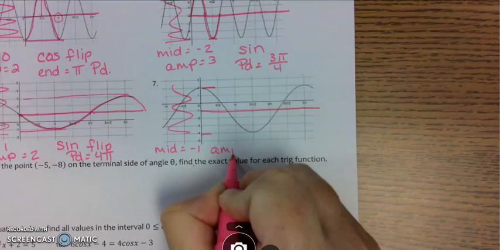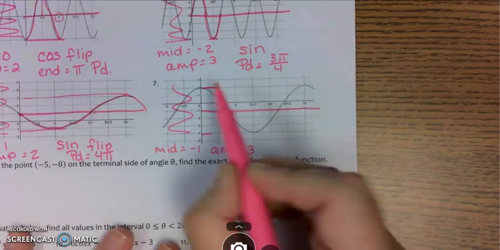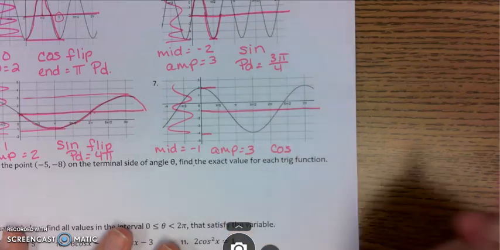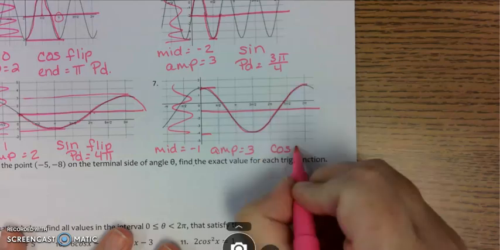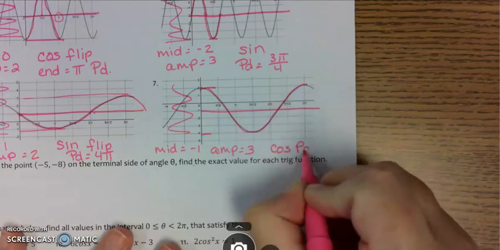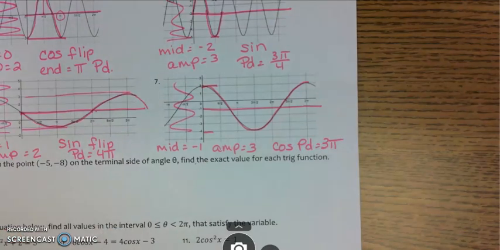Okay, so we're starting high. So we know this is cosine and it's not flipped. So remember, we're looking for that nice pretty U. So you start high, end high, and period is 3 pi. Okay. So we'll just draw them in.